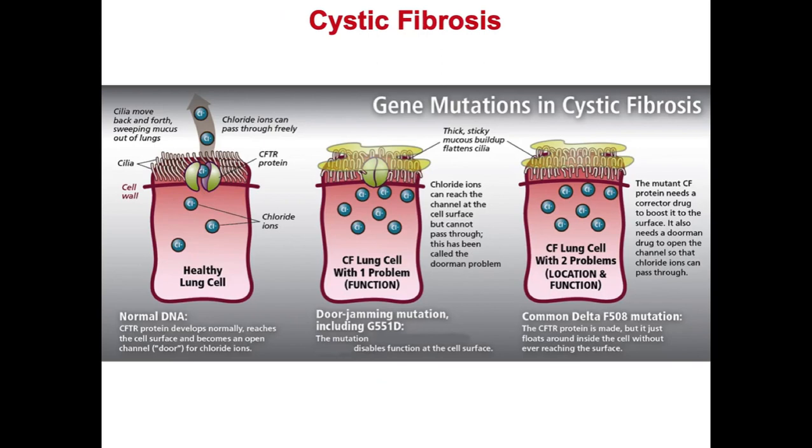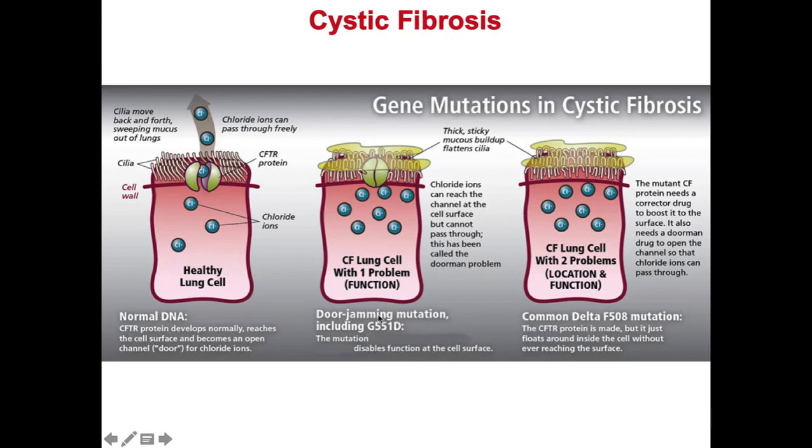Another disease that's caused by mutations in genes is cystic fibrosis. So the cystic fibrosis gene is a chloride channel. So normally in a healthy lung cell, this protein, the CFTR, cystic fibrosis channel, allows chloride to pass through freely.